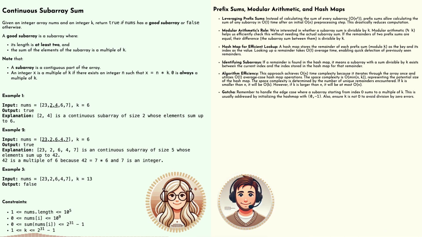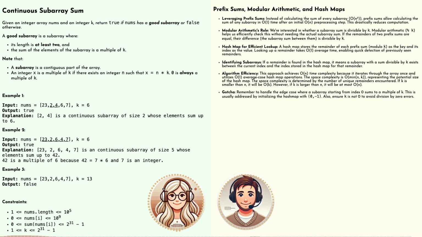Here's where it gets really cool. If 2 prefix sums have the same remainder when divided by k, it means the subarray between those 2 points must have a sum that's perfectly divisible by k. Wait a minute. I think I see the connection. If the remainders are the same, it's like those 2 prefix sums are lined up on some kind of number wheel. That's a great way to visualize it.